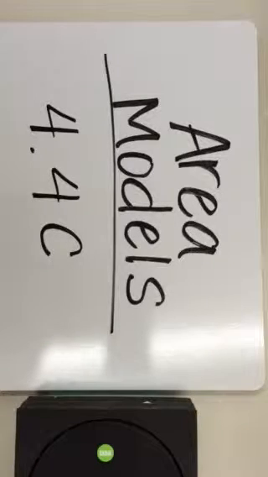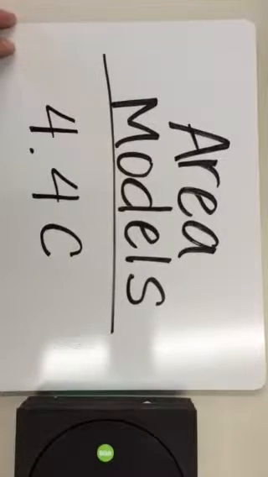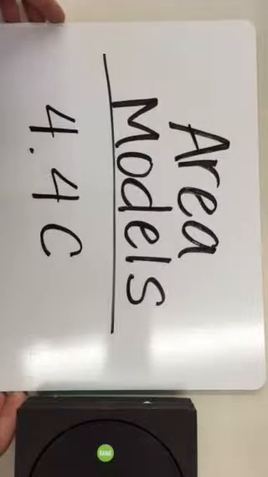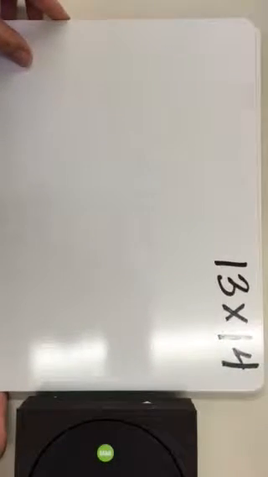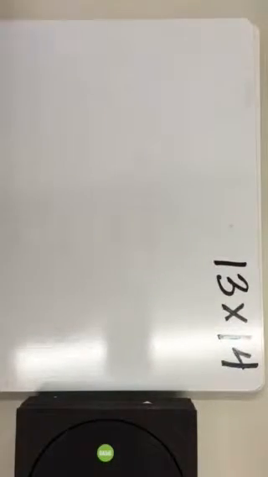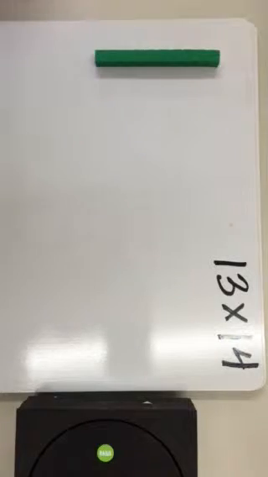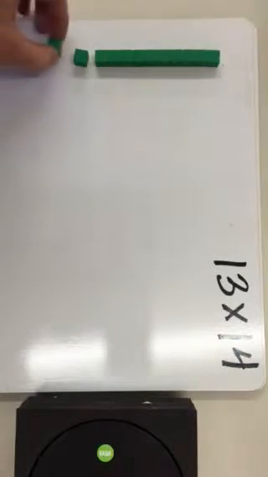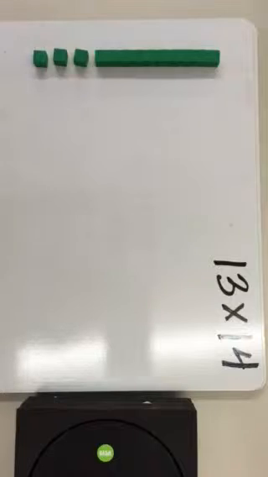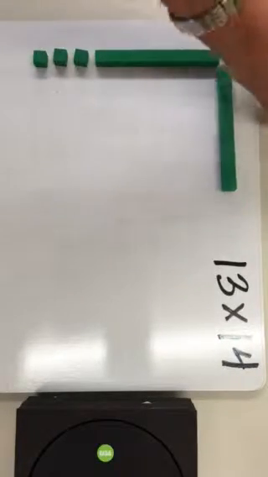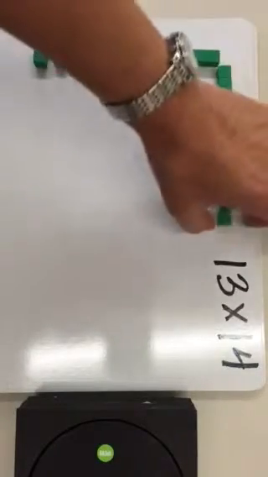Hey, fourth grade parents and teachers, this is a video to show you how to do area models, which is 4.4C in our standards. So today we are going to do an area model for the multiplication problem 13 times 14. First, I want the kids to decompose the number 13 using their base 10 blocks and make it into 10 and 3. And then at the top, we're going to decompose 14 into a 10 and a 4.